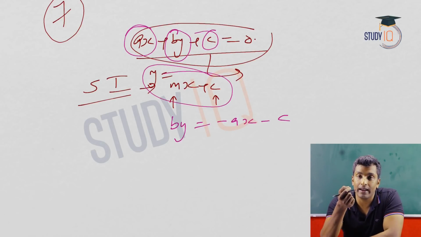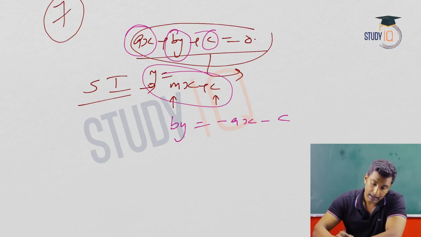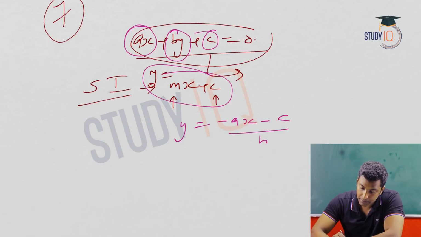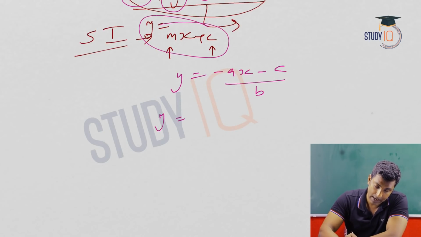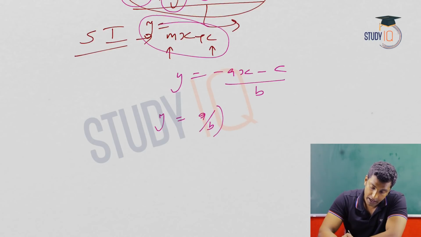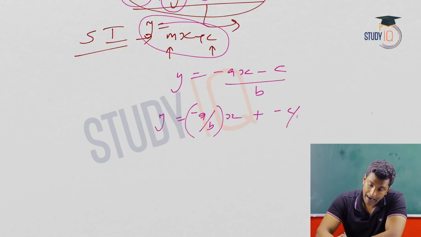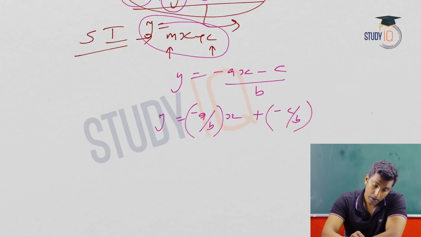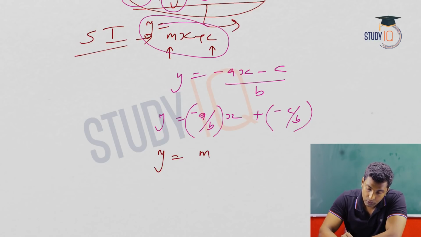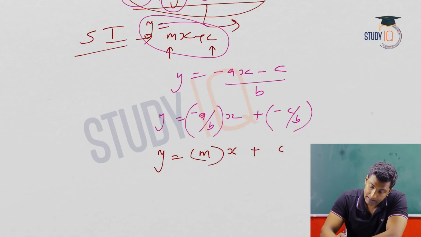Then I need only y, right? So divide by b, or take b to the other side, so that will become division. So this b will come here. Now rearranging, y is equal to minus a by b into x, plus minus c by b. Now this is of the form y equal to mx plus c.